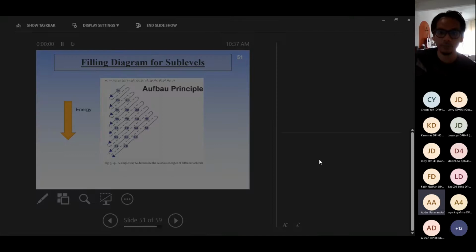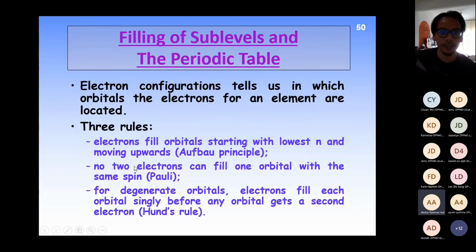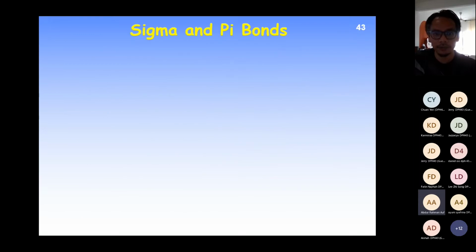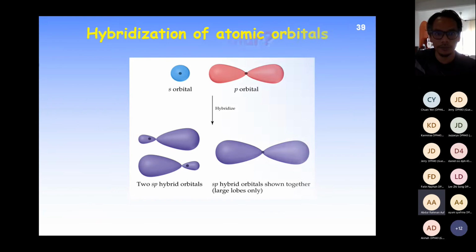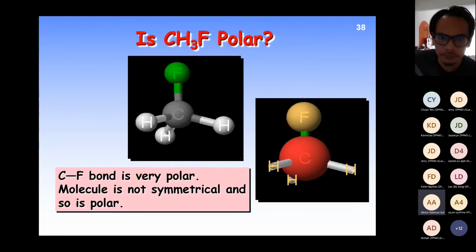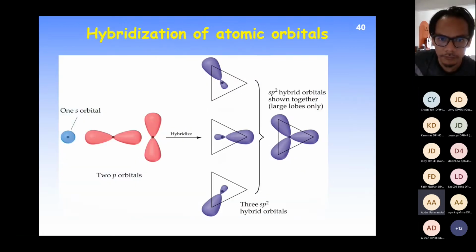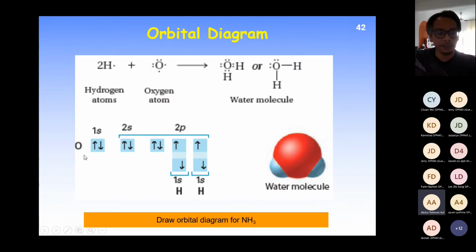The second rule is the Pauli exclusion rule. No two electrons can fill one orbital with the same spin. Ini kita guna kalau kita nak tulis orbital diagram. Macam this one. Saya rewind sikit. Orbital diagram. No, not this one. Saya dah terlepas. This is electron diagram. Orbital diagram, sorry.